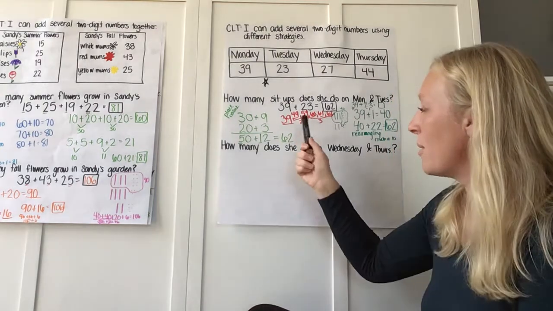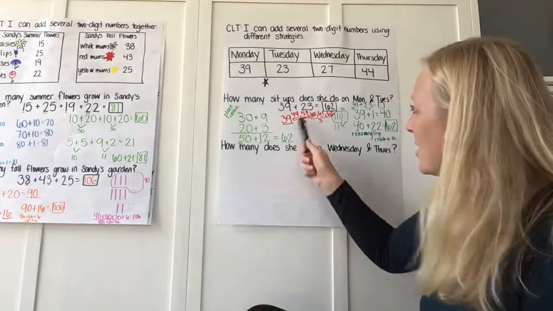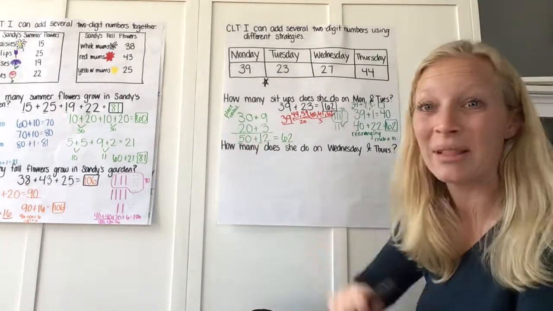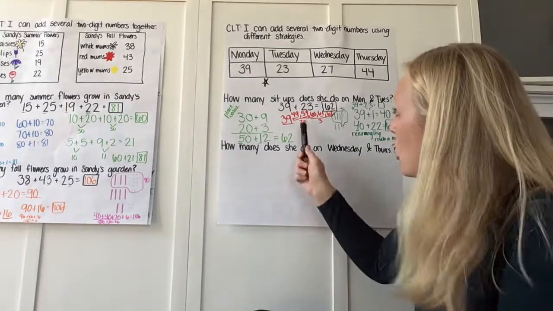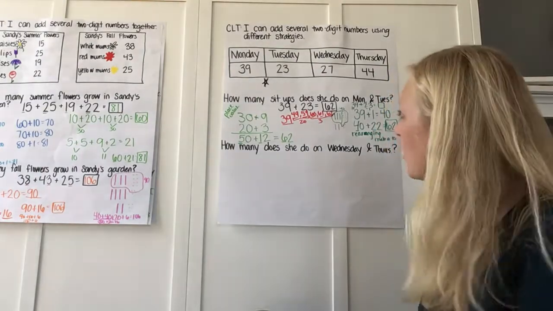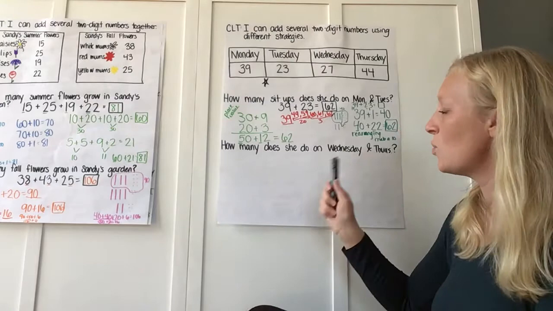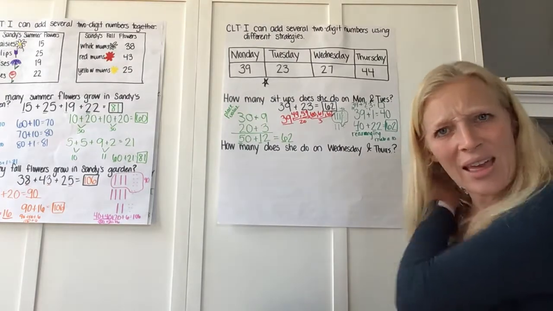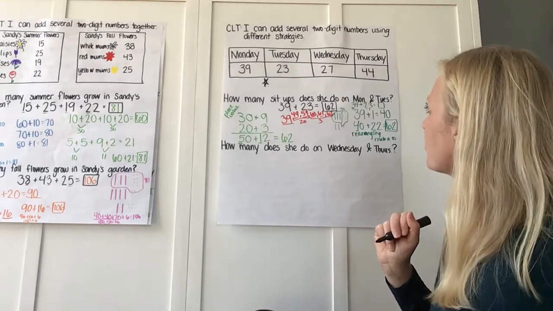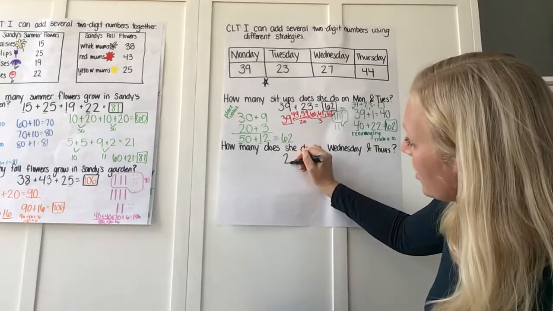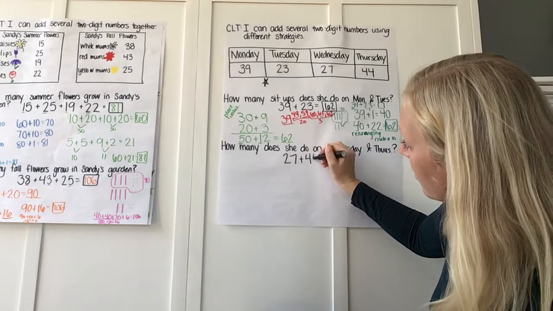All right. Remember, we can skip count by tens to help us solve this as well. So whether we're using place value, whether we're making a 10 to help us solve it, or we're counting by tens and skip counting, we can do any of those ways to add 2-digit numbers together. What would our equation be for the second part of this problem? Why 27 plus 44?